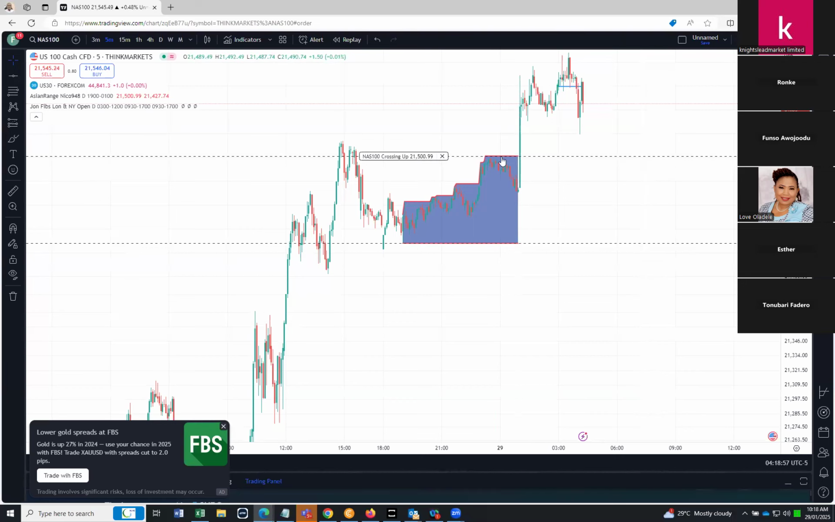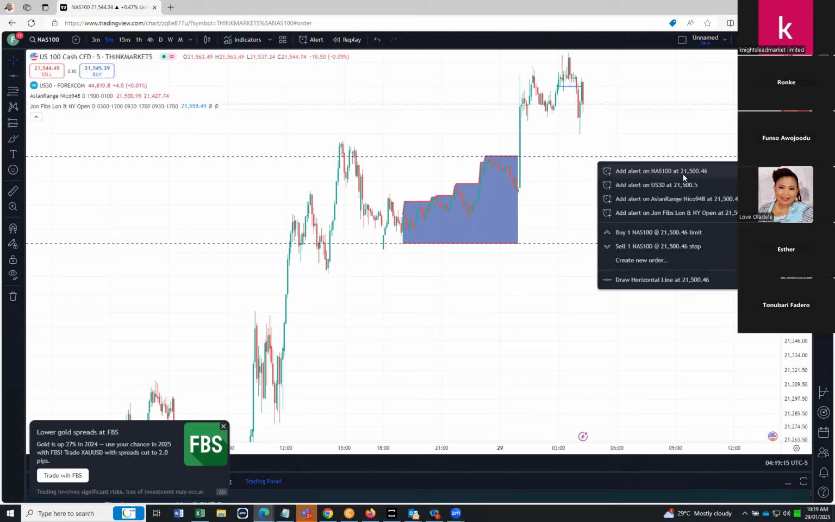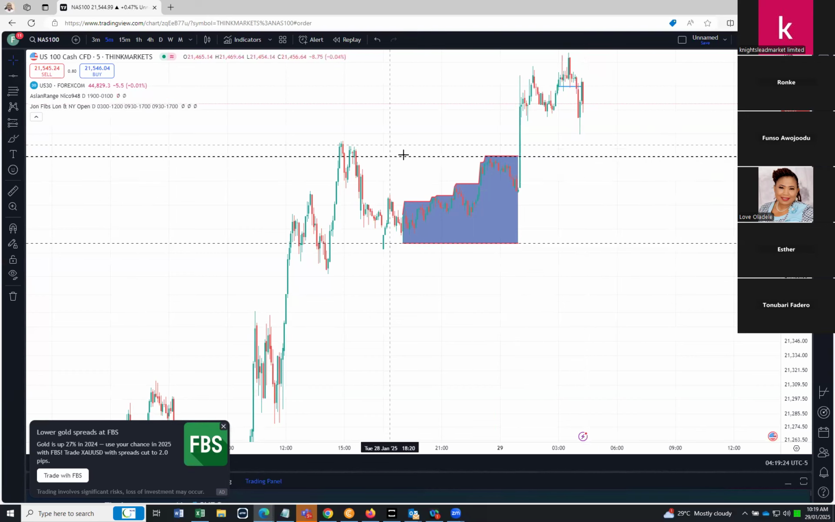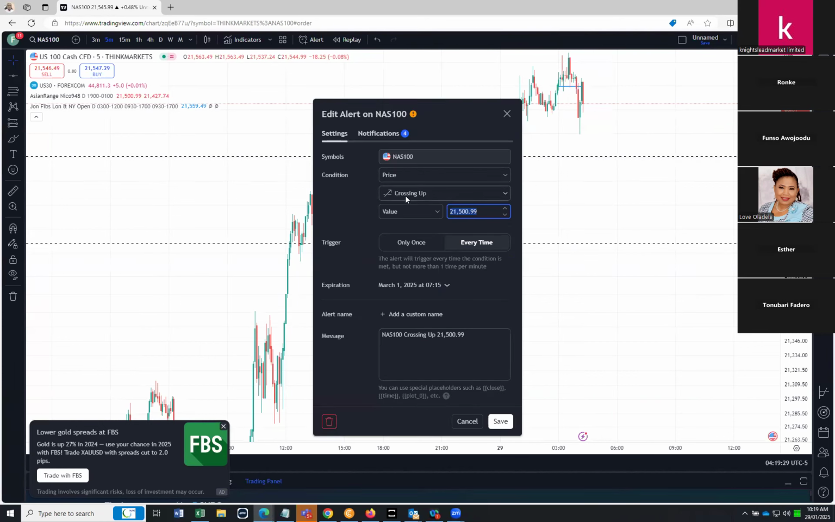So what you do is you mark the upper range of the Asian range. So this is the upper, just put your arrow here and set an alert. Once you have that, just click this plus sign here, and it sets an alert for you. That's add alert on NAS. So you can also click this add alert. Once you have the alerts, you edit it. For me, I set it as whenever it's crossing up, every time it crosses up that upper range, you have that one there.